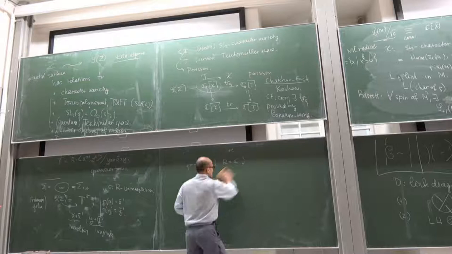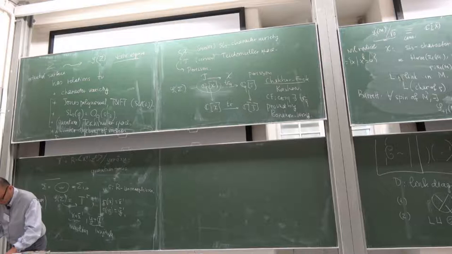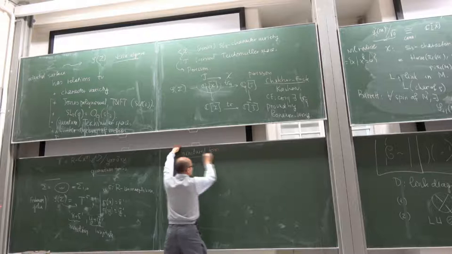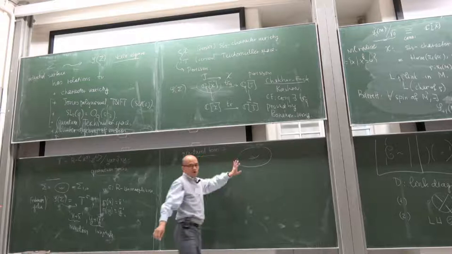Now let's look at the punctured torus. It's actually a lot more interesting. So this is the punctured torus. You just remove a small disk. You remove a point or a small disk, it doesn't matter. Okay?